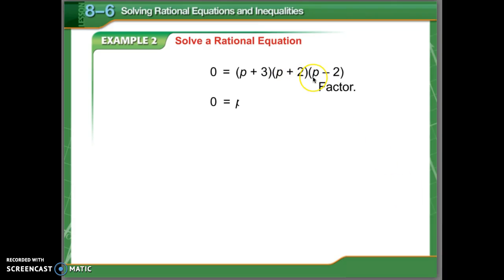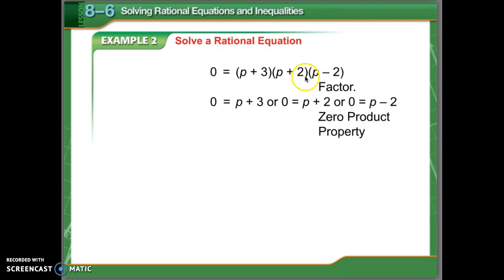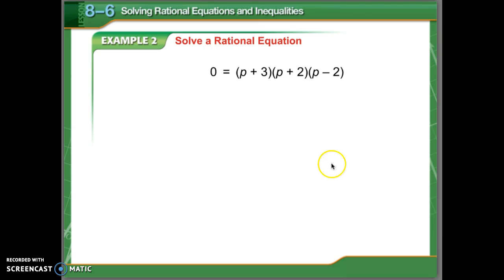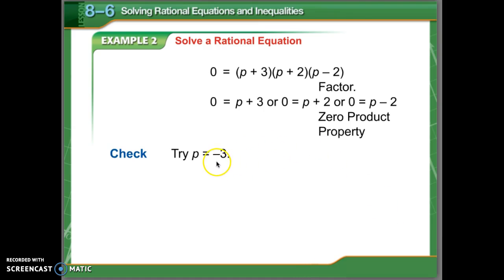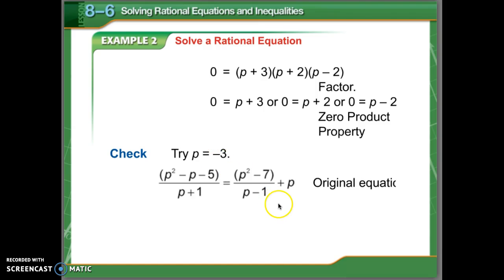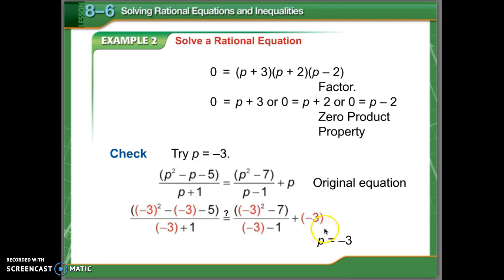So here they've simplified that p squared minus 4. So we have 3 solutions. We're going to find the 3 solutions now by finding what makes each individual factor equal to 0. And so we'll get the values of negative 3. They're going to plug it back in and check, make sure it works, and it does work out.